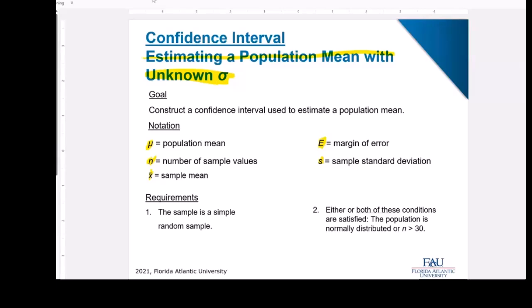And what are the requirements? The requirements are the same requirements that we had for the central limit theorem. The sample is a simple random sample, and either or both of these conditions are satisfied. The population is normally distributed, or n is greater than 30.